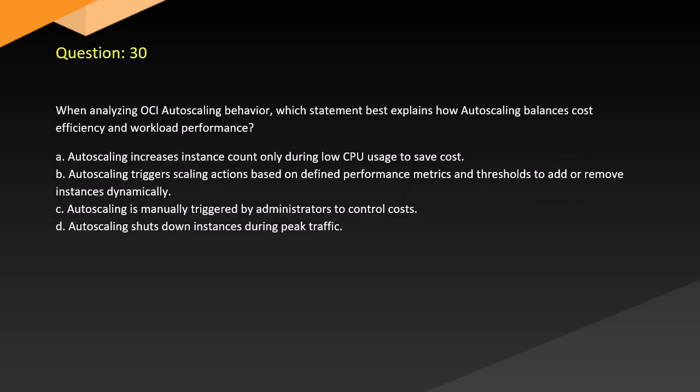Question 30. When analyzing OCI autoscaling behavior, which statement best explains how autoscaling balances cost efficiency and workload performance? A. Autoscaling increases instance count only during off-peak usage to save cost. B. Autoscaling triggers scaling actions based on defined performance metrics and thresholds to add or remove instances dynamically. C. Autoscaling is manually triggered by administrators to control costs. D. Autoscaling shuts down instances during peak traffic.